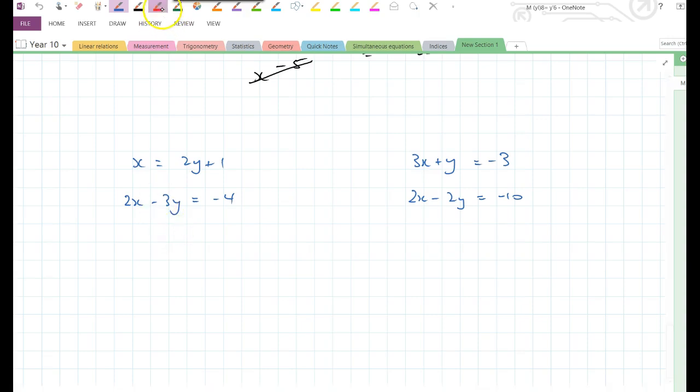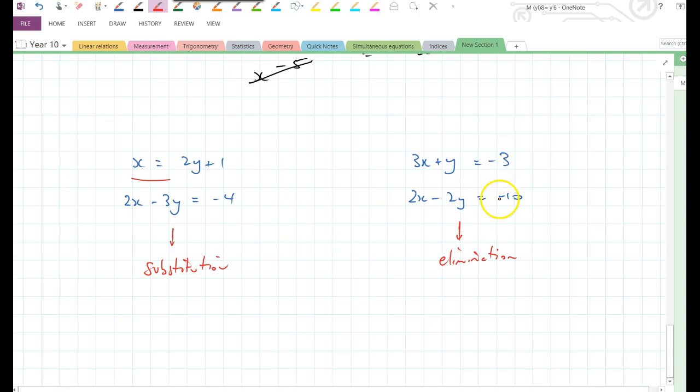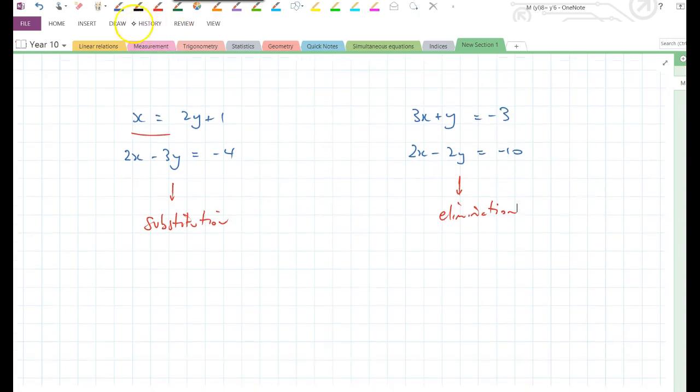So here we'll use substitution because we have the x equals, and here we'll use elimination because it's all lined up in columns for us, the x's, the y's, and the numbers. Okay, so let's move on and do that then. Let's go ahead and solve.